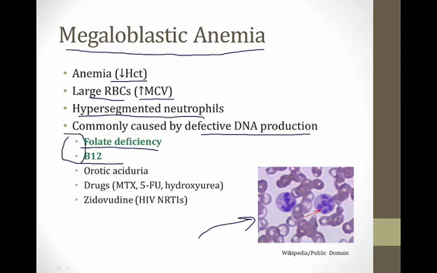There is a rare inborn error of metabolism called orotic aciduria, which I discussed in some of the other biochemistry modules, and it can lead to a megaloblastic anemia. Drugs that interfere with the synthesis of thymidine and DNA can cause a megaloblastic anemia. These include methotrexate and 5-FU and hydroxyurea. And then a megaloblastic anemia is also often seen among patients on the HIV drug zidovudine. This is an HIV nucleoside reverse transcriptase inhibitor. This drug mimics the structure of thymidine, and therefore it can interfere with DNA synthesis inside of cells.